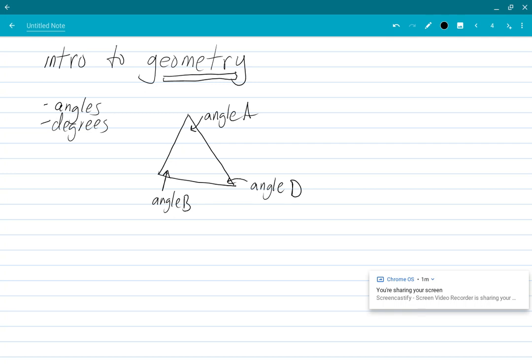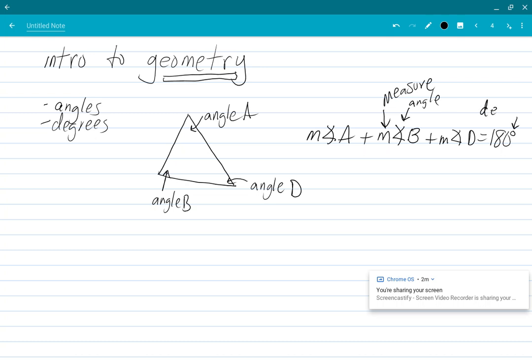Or ADB or BDA. Anyway, so what is the measure of angle A plus the measure of angle B? M is measure. This is the symbol for angle. Isn't it 180? And it is 180. I'm giving you some intro, like M. What does M stand for? Measure. Sorry, angle B. Then plus measure of angle D equals 180 degrees.